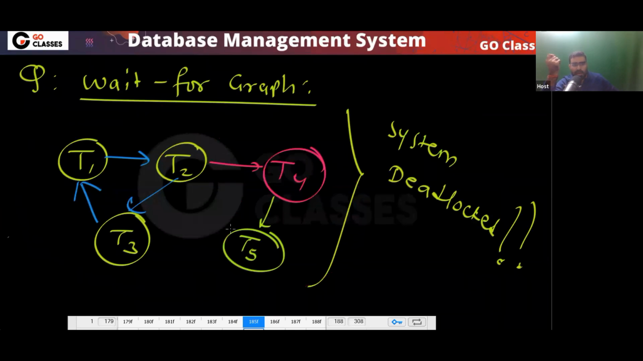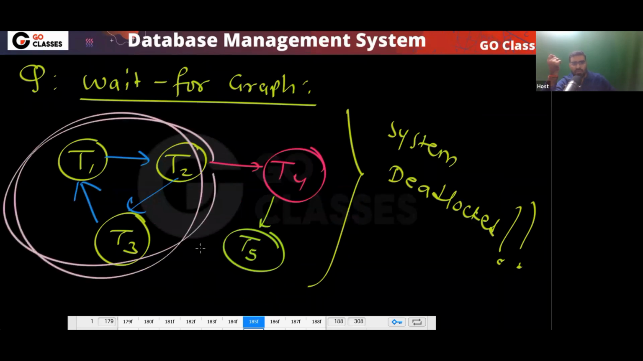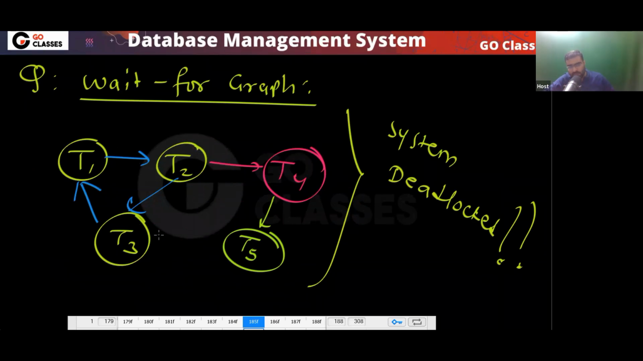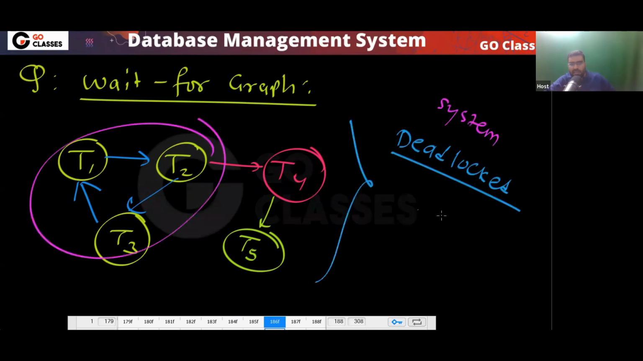Of course, these two can happen. But this is a deadlock because you can see this set of three transactions are waiting for each other. So definitely this system is deadlocked.